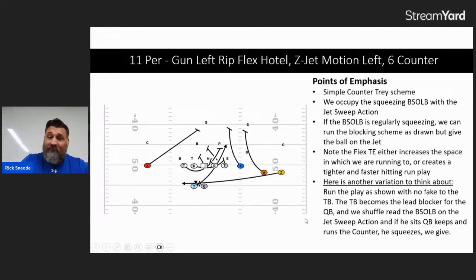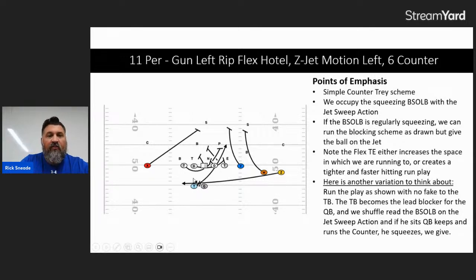Now, if in fact we want to get more intricate on this, well, we can do some other things with it. This is where we start adding layers to this play. If we just tag this T lead, 6 Q counter read, what that means now is we can actually shuffle. T goes through as if he's getting the ball, but there's no fake. He just runs through the gap, leads through. The Q then shuffles left, reading this backer, this outside backer.